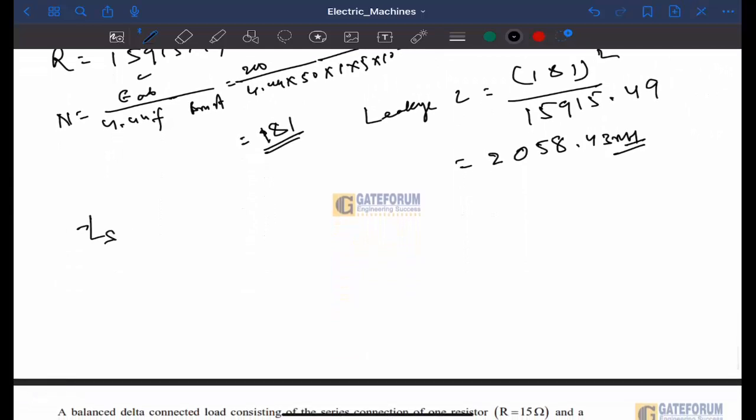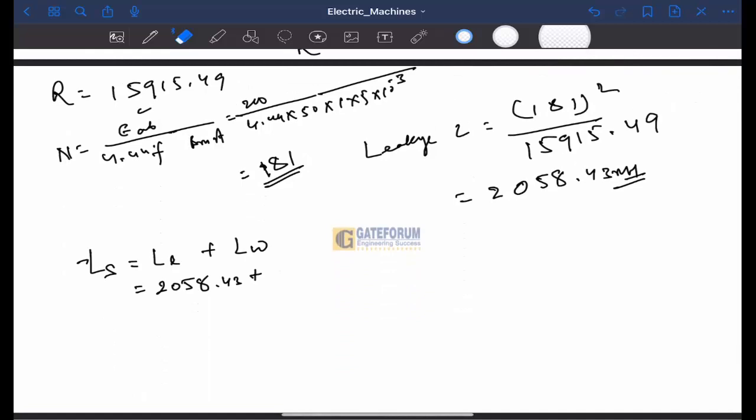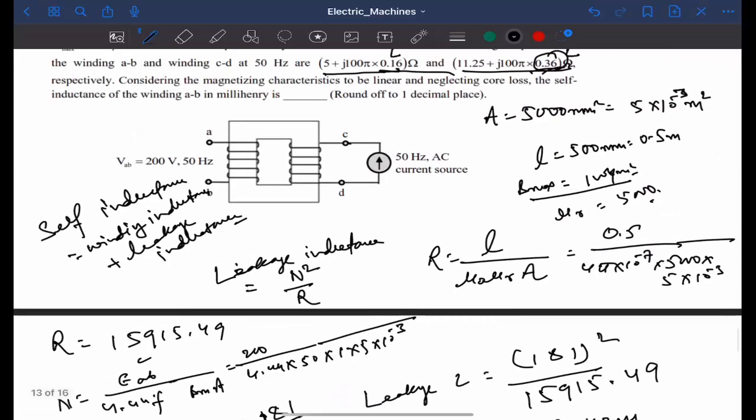Okay, so we have seen in the beginning of the solution, self inductance LS is equal to what? Inductance due to leakage and inductance due to winding. So due to leakage it is 2058.43 plus winding inductance, which is 160 millihenry. So total will be 2218.43 millihenry. See, we have solved.